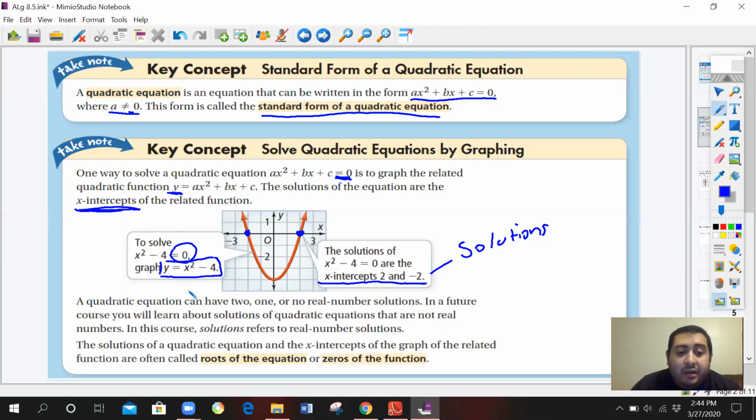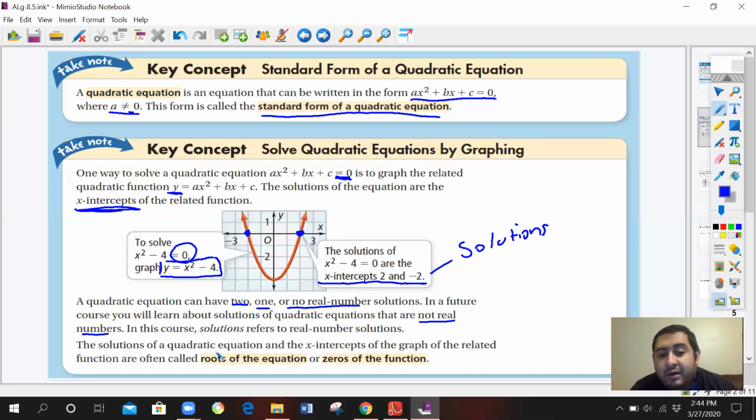Okay, so a quadratic equation can have 2, 1, or no real number solutions. You only have those three options for this parabola. In a future course, you will learn about solutions of quadratic equations that are not real numbers. In this course, solutions refers to the real number solutions.